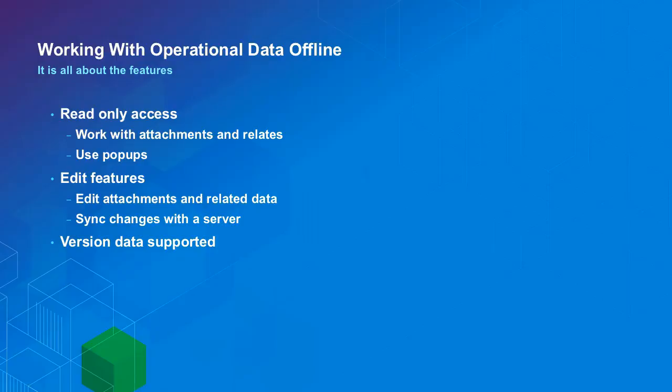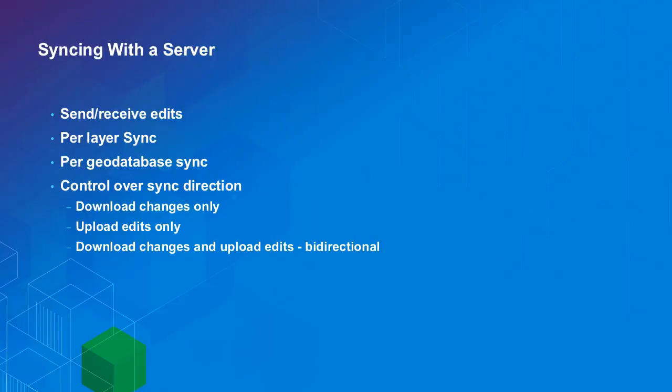And we keep track of any of the deletes and additions and modifications. And then you can synchronize with the server. And you can synchronize in a variety of ways. So when you synchronize with that server, you can choose to do a per layer sync or a per geodatabase sync, where it does all the feature classes in the geodatabase. And you have control over the sync direction. You can just download the changes if you want to be really a read-only mode and you just want the most up-to-date data from the server. You can do an upload only, where you're not really caring about what's happening on the server. You just want to push your changes back to the server. And then you can do a two-way sync where you download and upload.